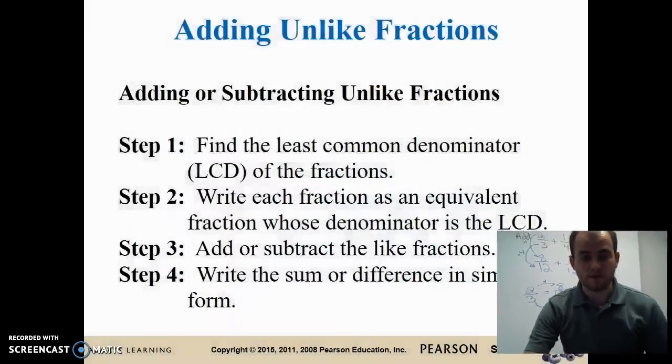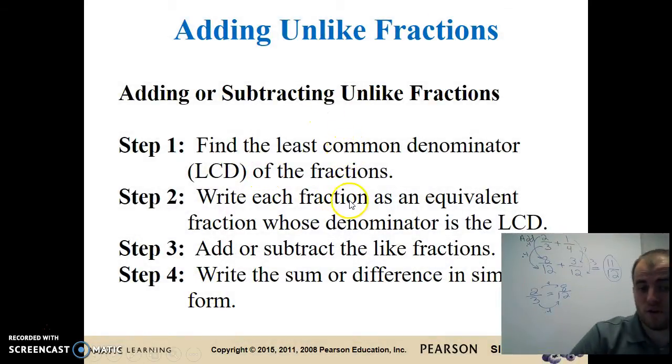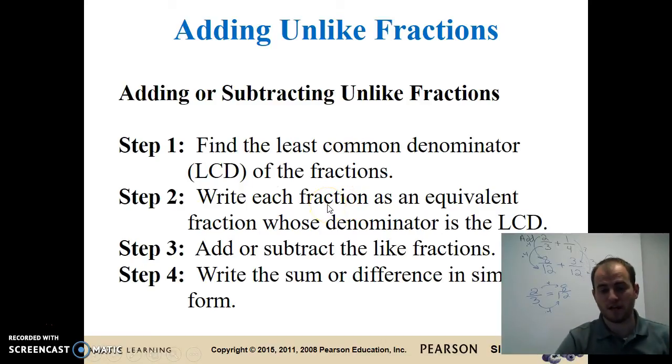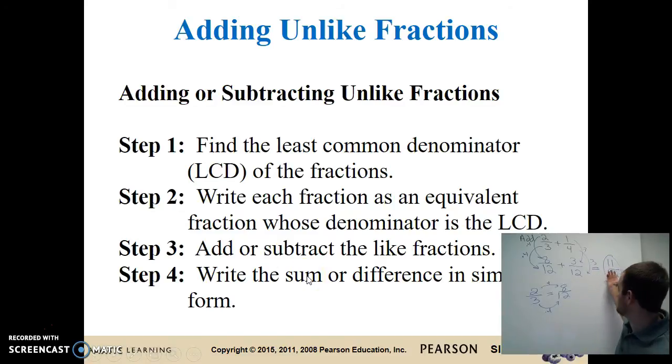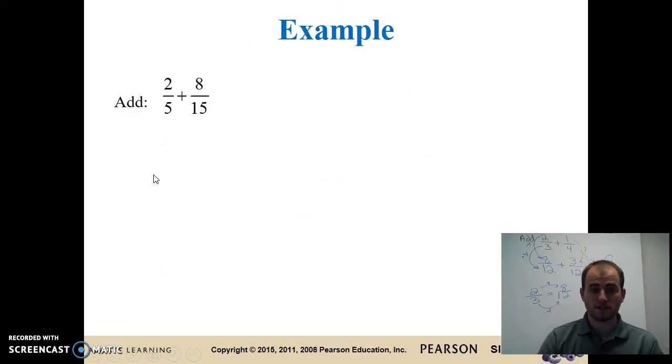So those are the steps that are listed here. Find the least common denominator, rewrite each fraction with the least common denominator, then you can add and subtract the like fractions. Remember, you add and subtract their numerators, keep your common denominator, and write it in simplest form, which means if you could reduce this, you would. So that's the whole process, or most of this section, is doing these steps. So let's look at some more examples.